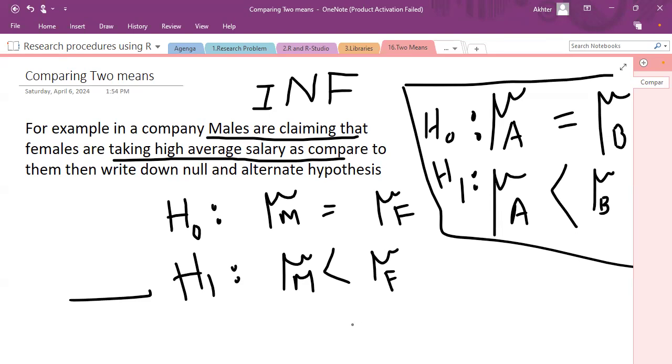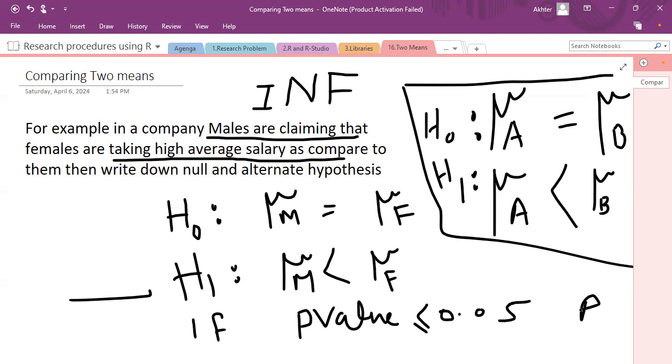So the procedure is quite simple. We calculate the p-value. The software will provide us that p-value. If the p-value is less than or equal to 0.05, reject the null hypothesis, reject H naught. So this is the procedure which we are going to introduce in the next segment, right?